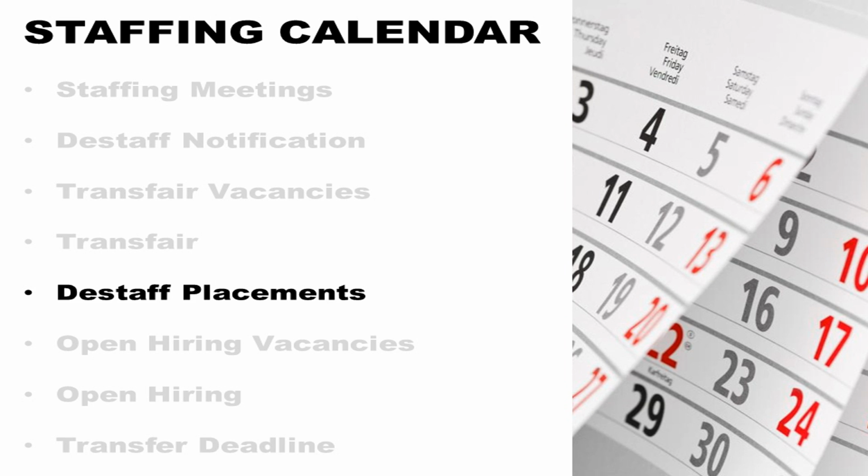DStaffed placements happen after transfer. After the transfer window has closed, any teacher that was DStaffed that's on a continuing contract needs to be found a placement. So Human Resources is responsible for ensuring that all teachers on continuing contracts have a placement for the following year. If it hasn't happened during transfer, they will actually sit down and look at the list of all the vacancies that remain and look at all the teachers that have not yet found a placement and start piecing things together until every teacher has a placement.